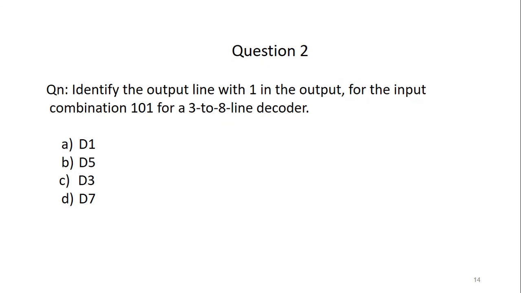Next, identify the output line with 1 in the output for the input combination 101 for a 3 to 8 line decoder. That means the inputs are A2, A1 and A0, and we have 101, and the outputs are D0, D1, D2 up to D7. Which one has the high value? Here the answer is line D5.